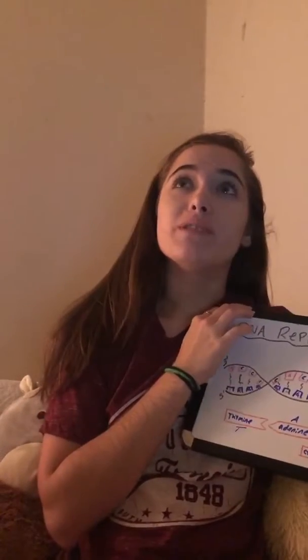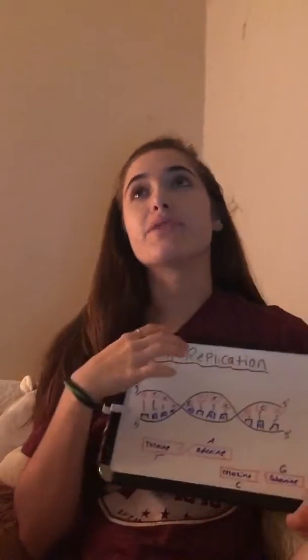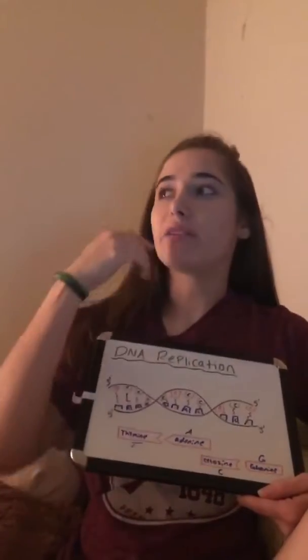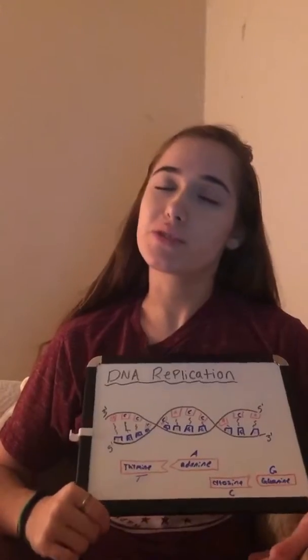DNA is what makes us us. There are billions and billions of codes in our bodies to make us who we are, what we look like, and what's inside of our body. DNA is what controls our whole entire body and what we look like.